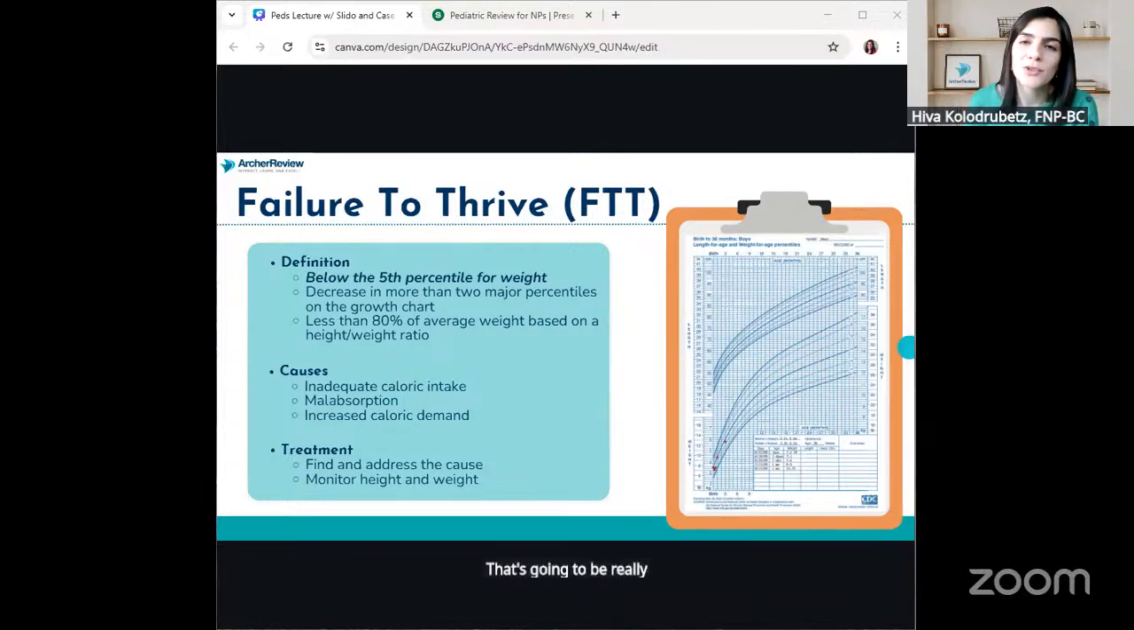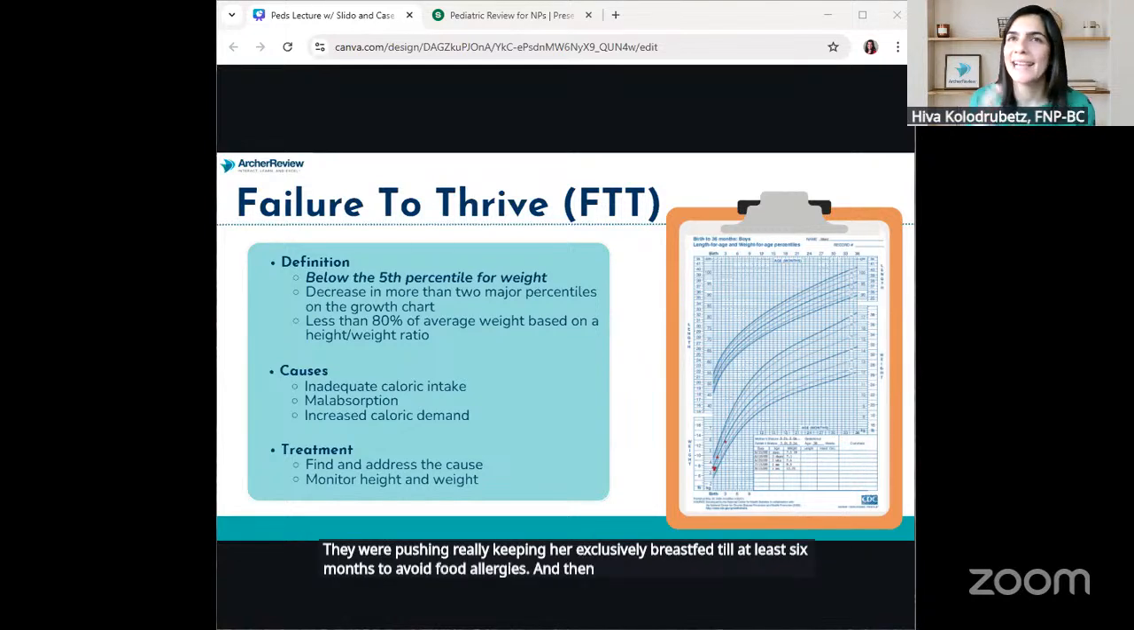And I always like that story because with my first kid, they were pushing really keeping her exclusively breastfed till at least 6 months to avoid food allergies. And then with the second kid, the guidelines had changed. So as you stay in clinical practice, you really have to keep up to date with the guidelines and do a little bit of digging as to what's going on when you see those red flags on your milestones and your screening and your visits.